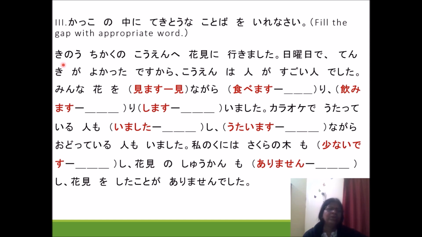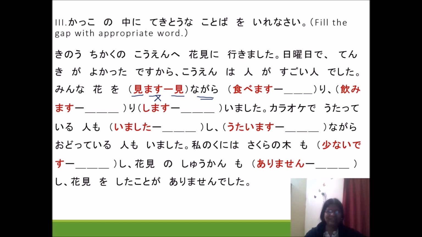Look at here. Kinou chikaku no kouen e hanami ni ikimashita. Nichiyoubi de tenki ga yokatta desu kara kouen wa hito ga sugoi hito deshita. Minna hana o minagara, over here. So mi must go, so mi will go. Because nagara grammar form we learn it takes masu form. Masu form means we omit masu, this form, mi, minagara. Please pause the video and do it by yourself, then check with the answer.